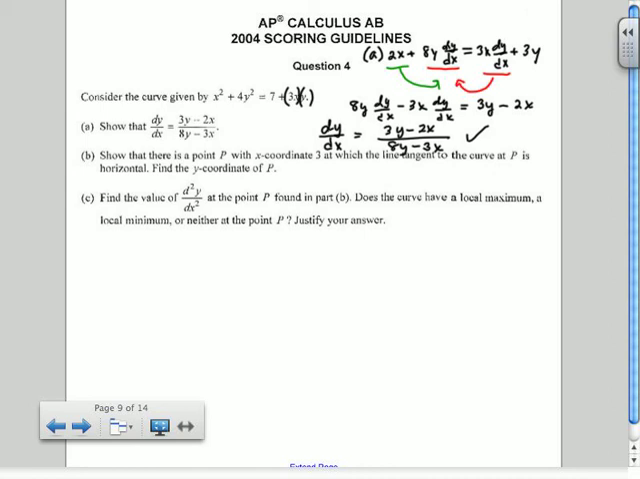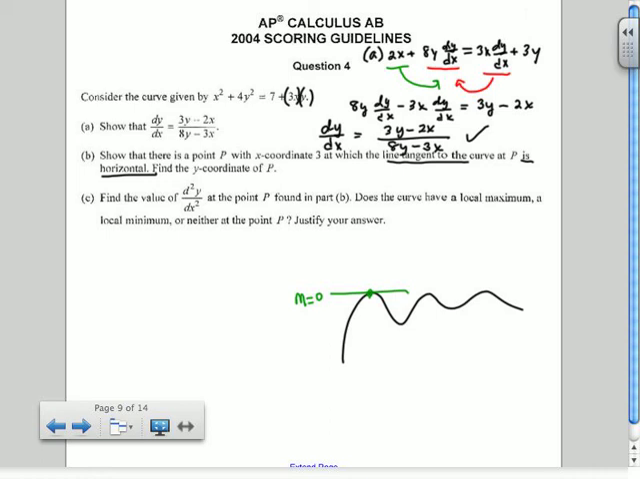Okay, part B says, show that there's a point P with x-coordinate 3 at which the line tangent to the curve at P is horizontal. Find the y-coordinate of P. Okay, so this is actually kind of confusing when you first read it. There's a lot of information here, but one thing I noticed is the line tangent is horizontal. And that's really important. When you see the line tangent is horizontal, that means that you have some kind of curve and you have a horizontal tangent, so your slope is equal to 0. Okay, so that's what we're using.